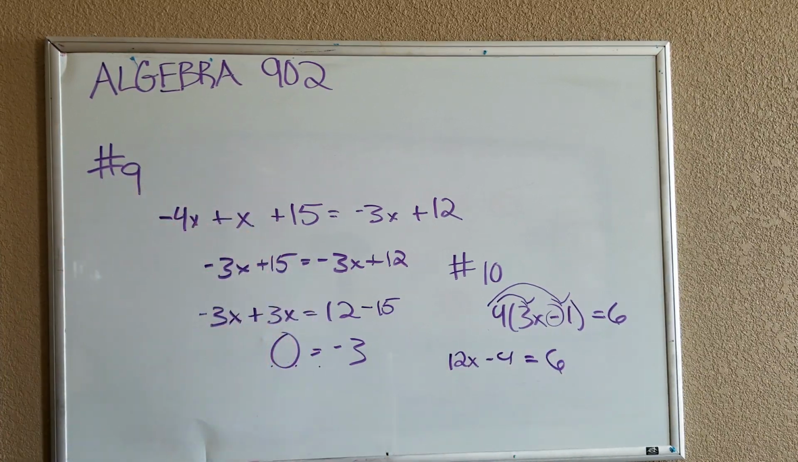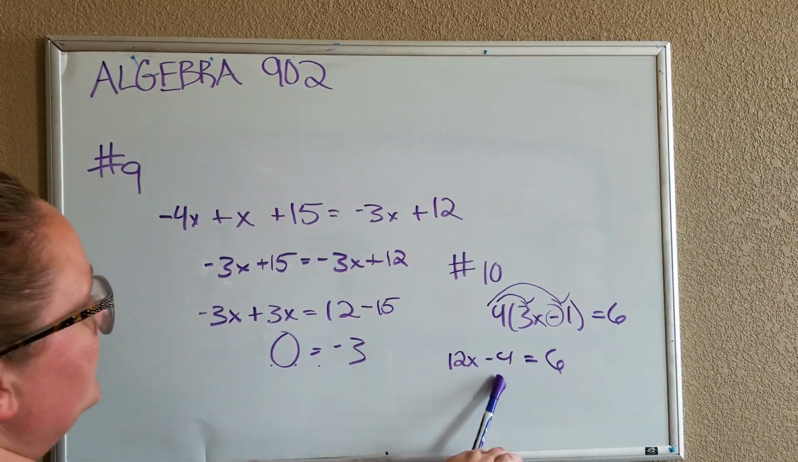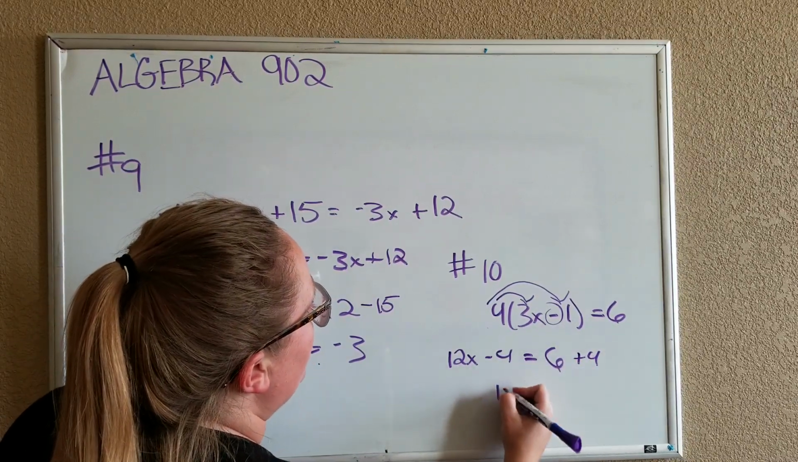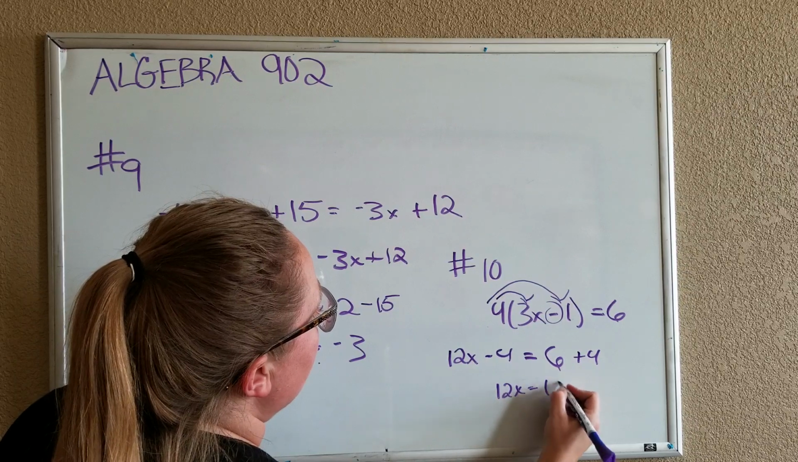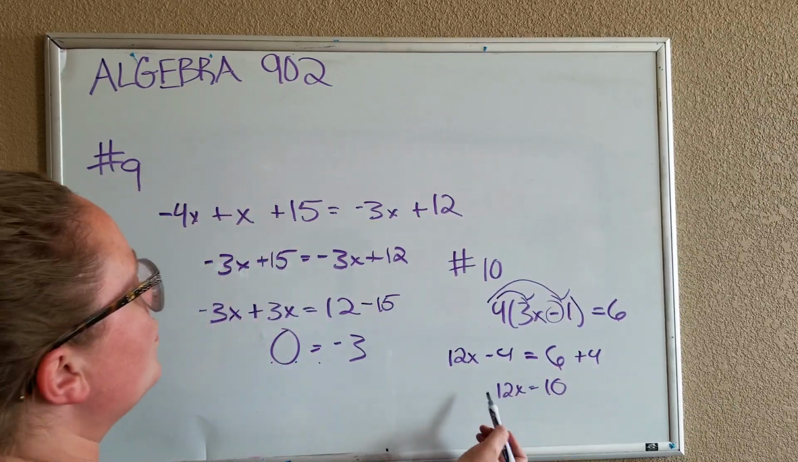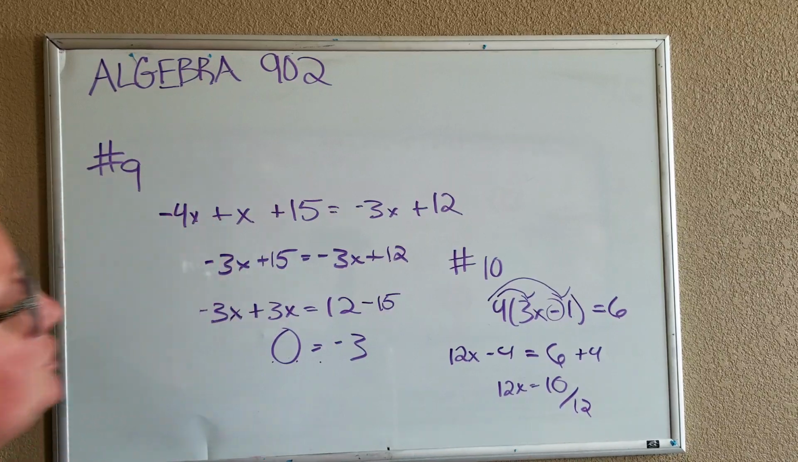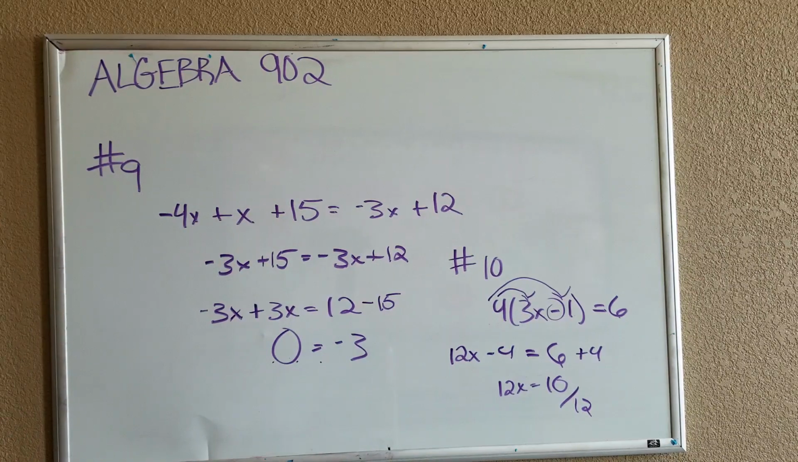Now we can solve it. This 4 is subtracted, so on the other side it's going to add. So you have 12x equals 10. And then from there, remember your 12 has to go over and divide on this side. And they probably want you reduced to lowest terms.